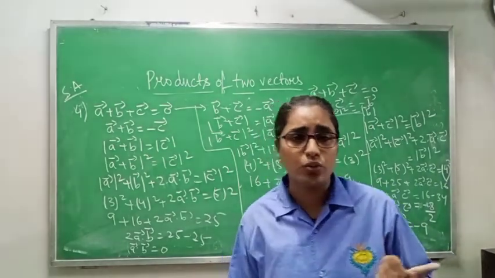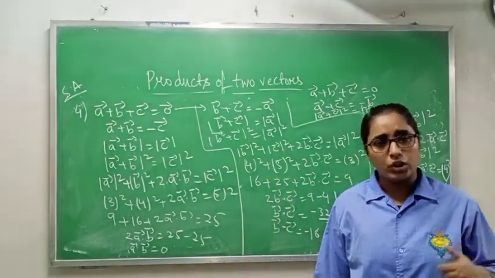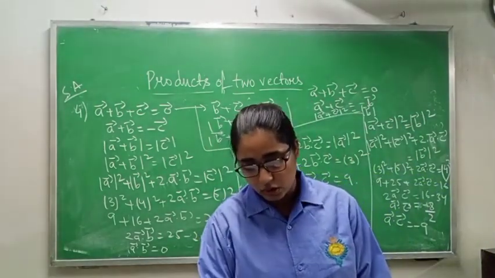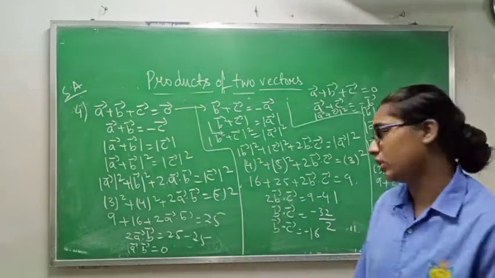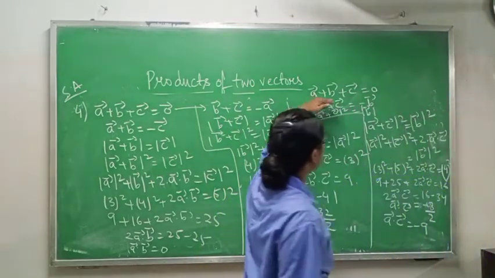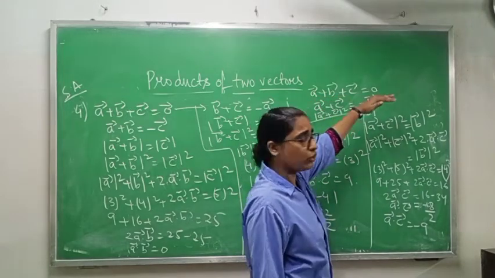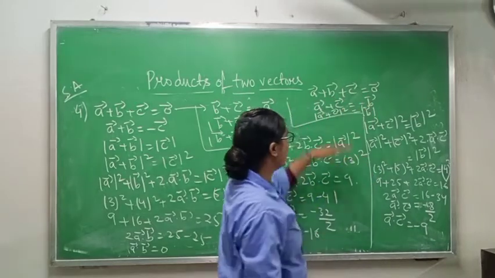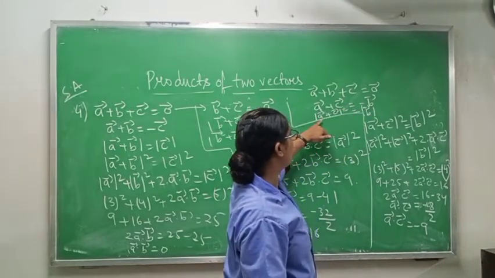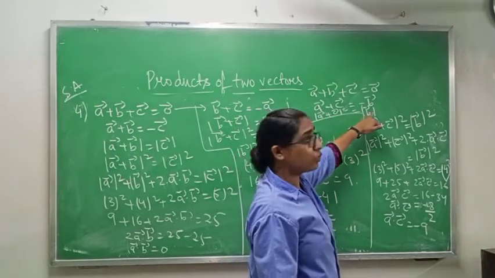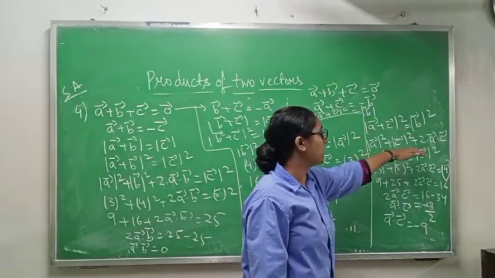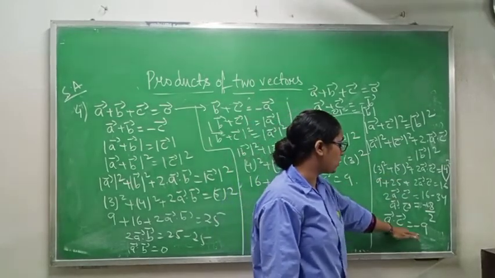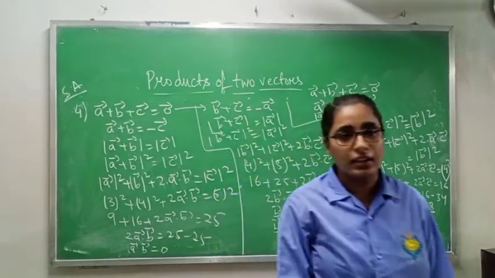Both are the same, because we know from the first property that a vector dot b vector equals b vector dot a vector. Either you write a vector dot c vector or c vector dot a vector, both are the same. Okay, so a vector plus b vector plus c vector equals 0 vector. So I am taking b to this side, it will become minus. Then mod both sides, so it will become mod a vector plus c vector equals mod b vector. Now squaring both sides, it will come like this. Now when you put the values of a, b and c, you will get a vector dot c vector equals minus 9. Okay.